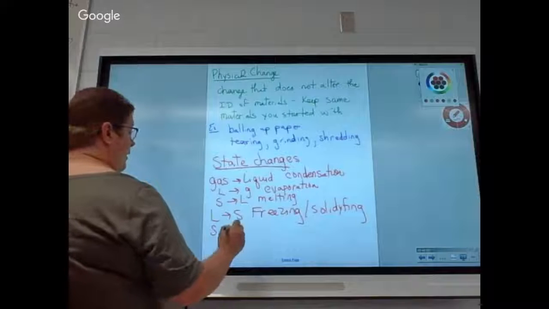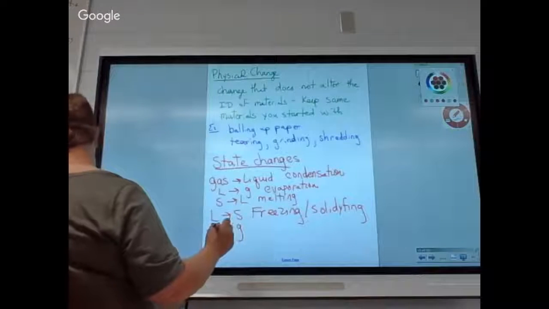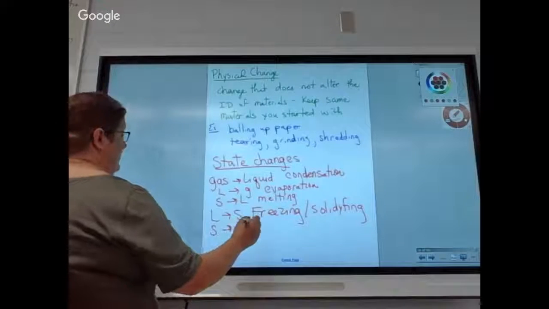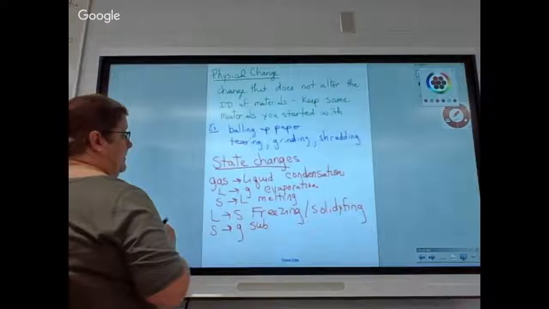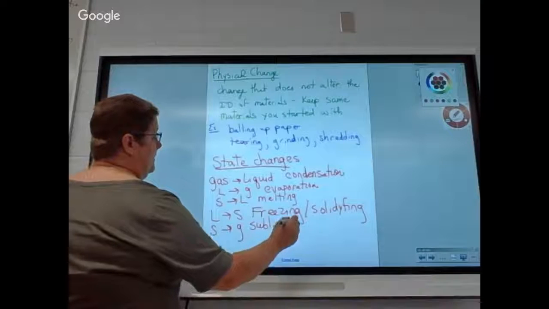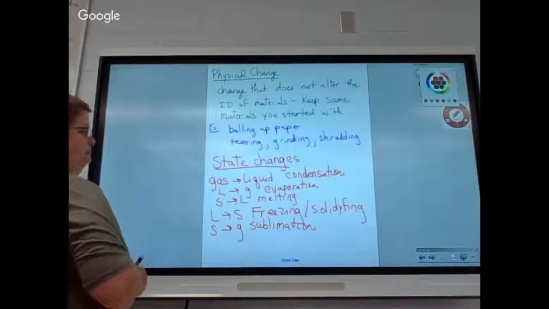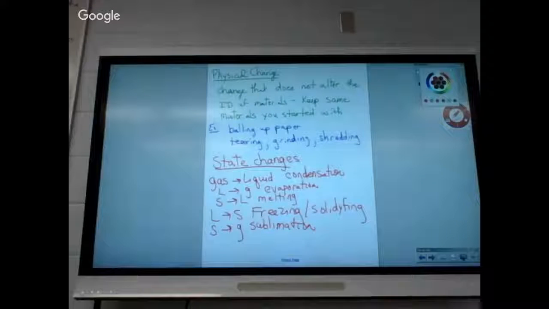Alright. Solid to gas. Sublimation. Okay, dry ice will sublime. It will go from a solid directly to a gas. And most of you probably don't know gas to solid. I'll teach you that one when we get there.